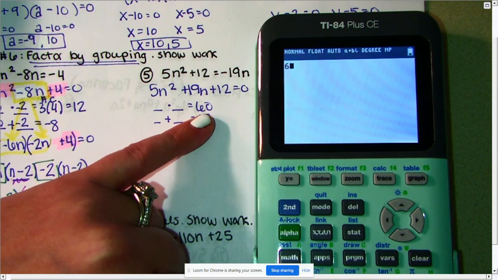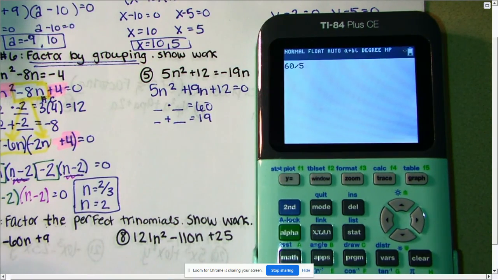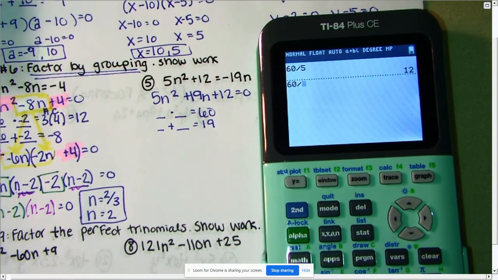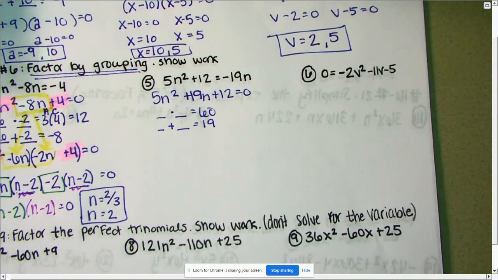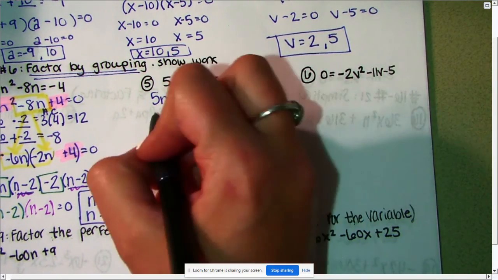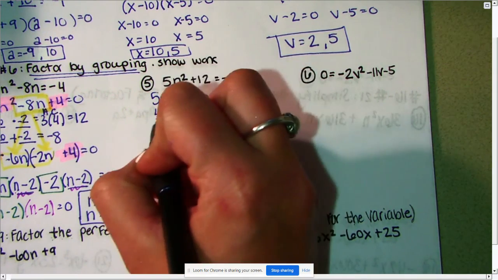So 60, and I'm going to just start dividing. Okay, I'll pick 5. 12 and 5, I can never add in order to get 19. So let's go down 1. I got 15 and 4. That can give me 19, which means that right here, I'm going to have 4 and 15.